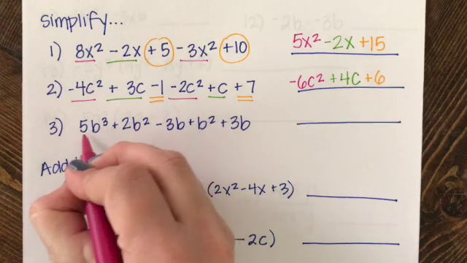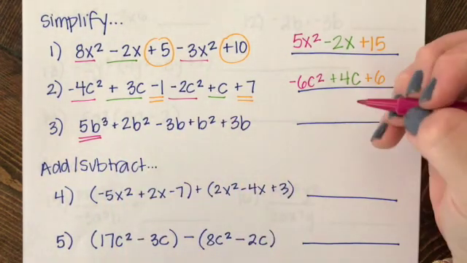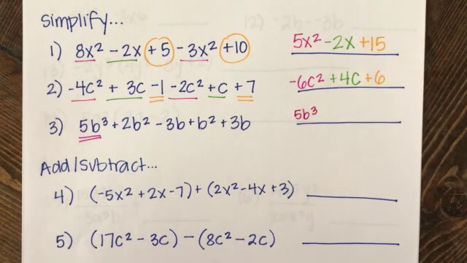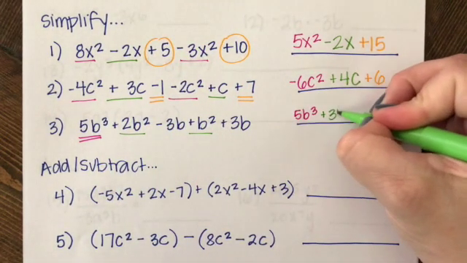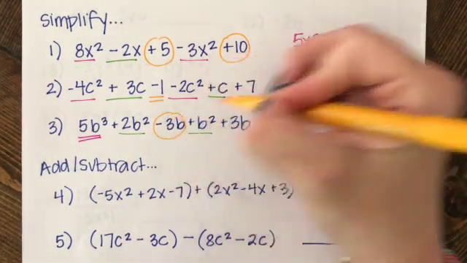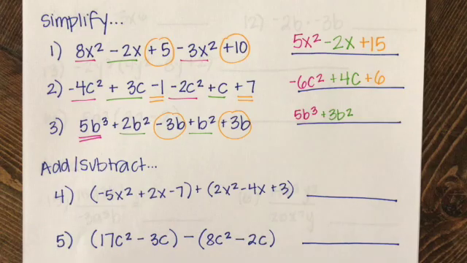And then I have 5b cubed. Are there any other b cubes in this polynomial? Nope. So 5b to the third. Then I have 2b squared plus another b squared, so that's plus 3b squared. Then I have negative 3b plus 3b. If I take away 3 bananas and give you 3 bananas, what happens? It cancels out, so that's completely gone. So my final answer is just 5b cubed plus 3b squared.